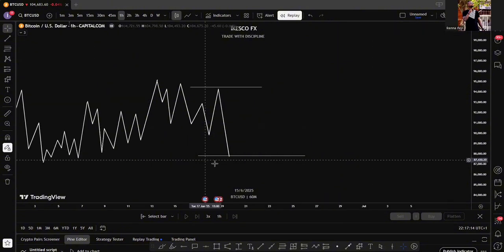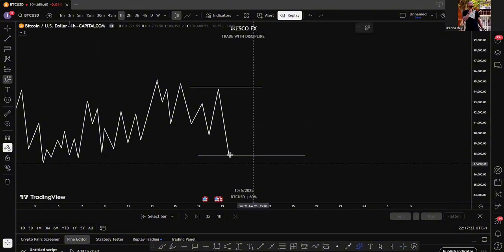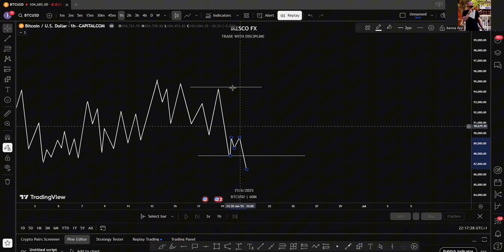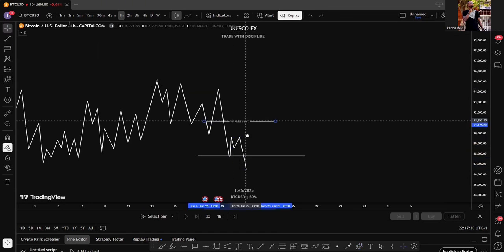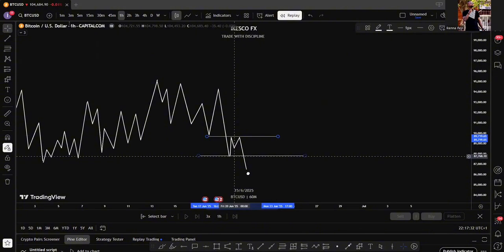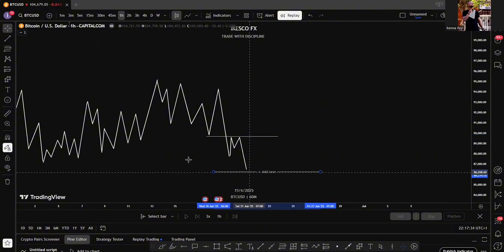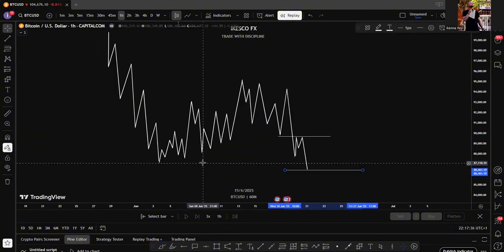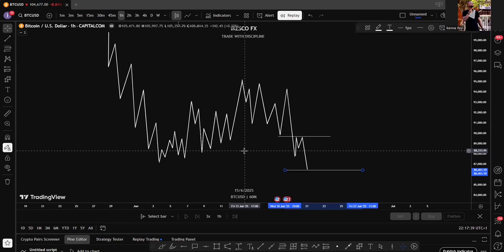So now we are waiting for the market to take any of these. Sometimes the market will just do something like this and just do something like this and take out this immediately. Now this is now a new high and this is now a new low. Now I just want you guys to understand this thing.